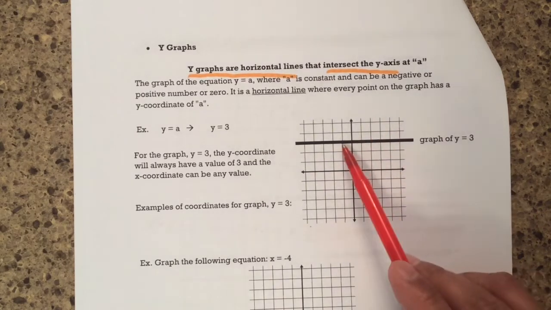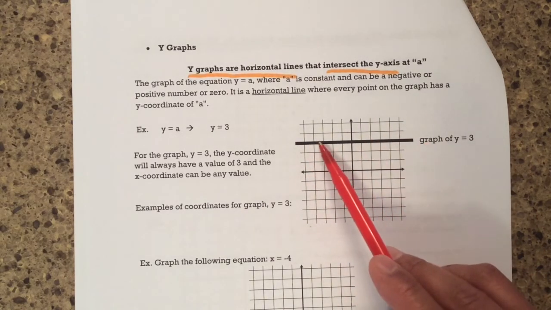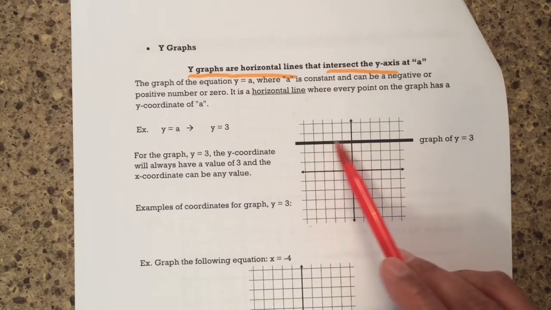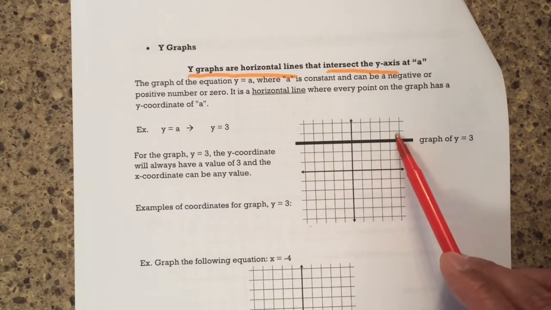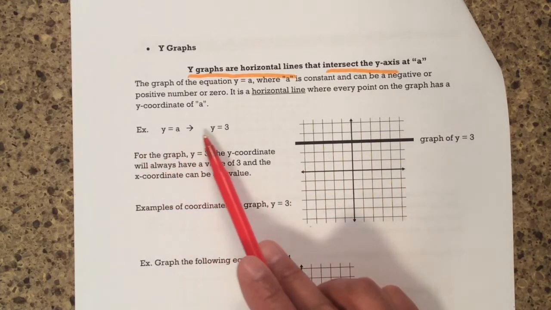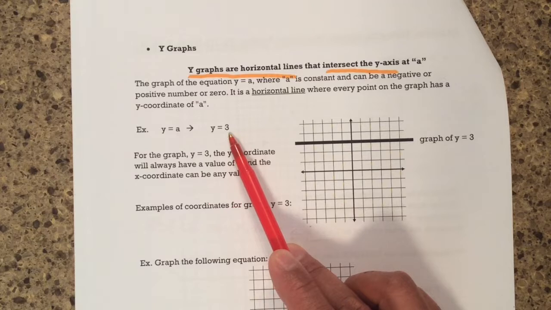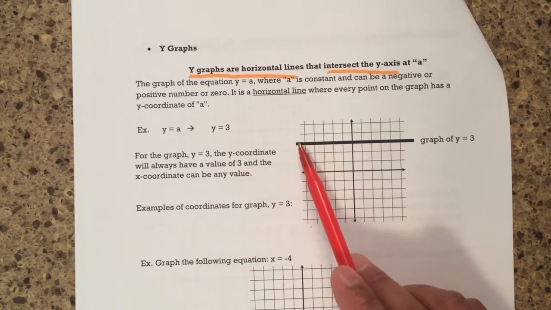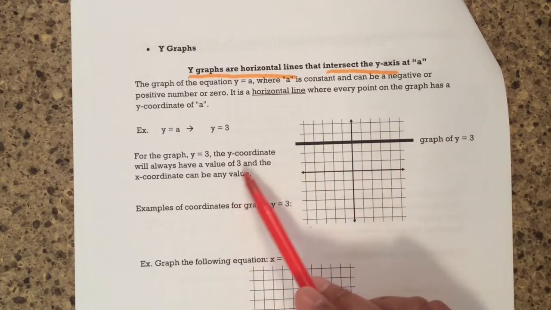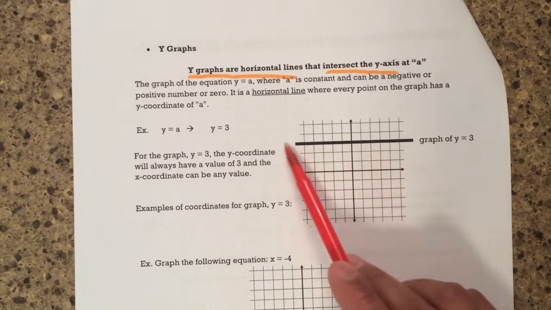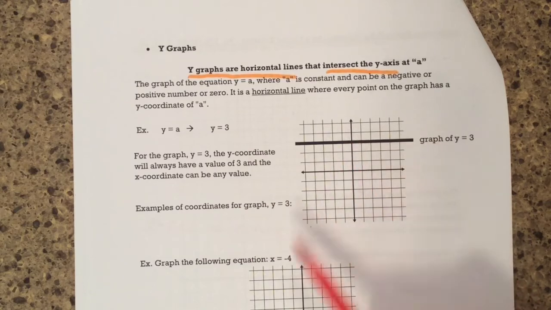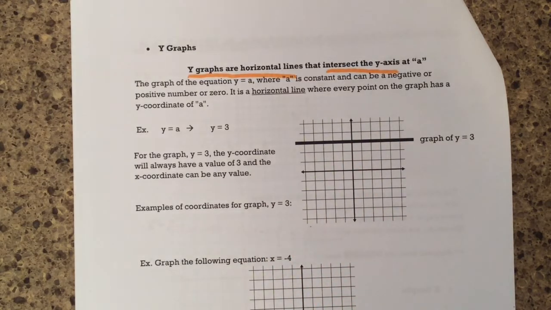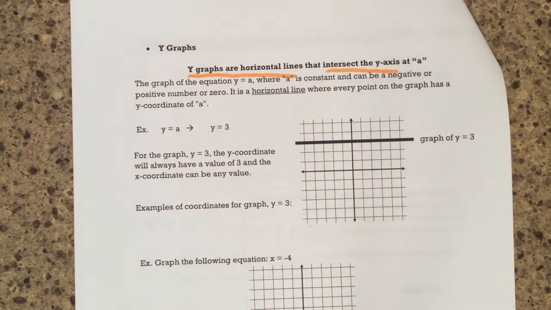Okay, so, because remember, if this is my y graph, the y value does not go up or down. It stays at this level. It just moves left or right. So if we look at this example, y equals A, our A value here is equal to 3. For the graph y equals 3, the y coordinate will always have a value of 3 because it's not going up or down. It stays at that level. And the x coordinate can be any value because it could be negative, it could be positive, it could be even 0. Let's find some examples of coordinates for the y equals 3 y graph.